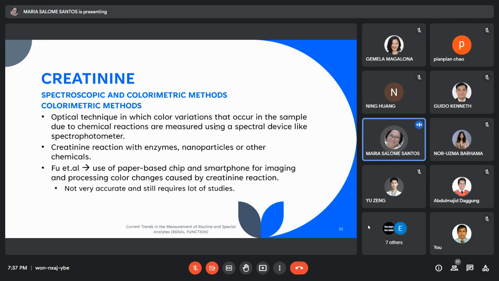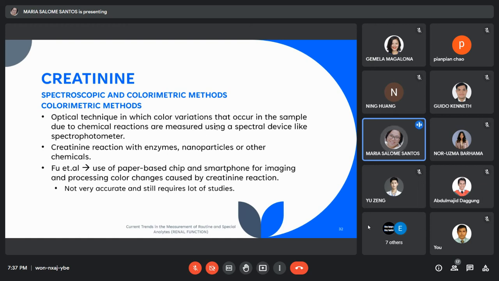Next are the colorimetric methods, which is an optical technique in which color variations that occur in the sample due to chemical reactions are measured using a spectral device like a spectrophotometer. The change in color can be due to creatinine reactions with enzymes, nanoparticles, or other chemical reactions.